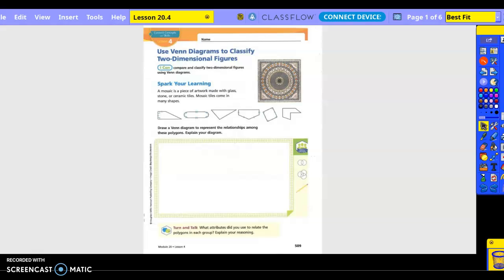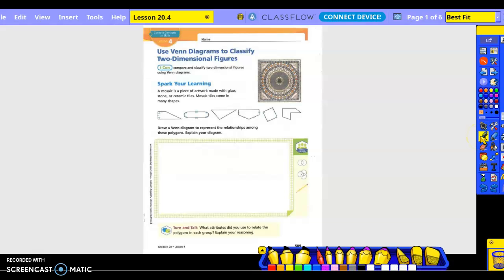Explain your diagram. Okay, so before we did our diagram, we had the circles overlapping, right? In this case, we're going to nestle circles inside of each other, and we're going to have different labels for those circles. So what I want you to do is draw one big circle. Then inside of that circle, we're going to draw another circle. And then inside of that circle, we're going to draw another little circle.